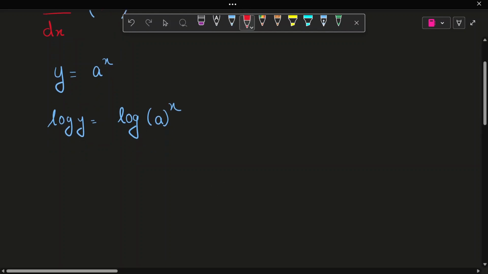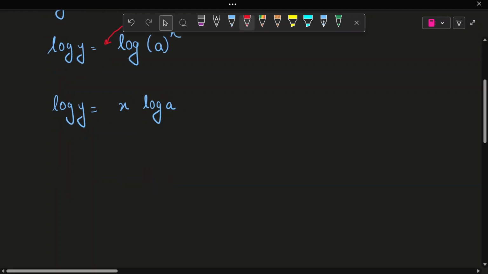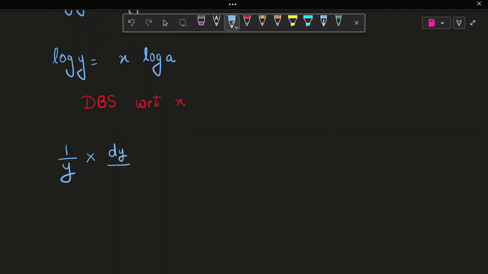Now if we use the log property, this x would come to the front. This is basic log property and it would look like log y equals x times log a. Now we'll just differentiate both sides with respect to x, and it would be something like 1 over y, and differentiation of y using chain rule would be dy by dx.